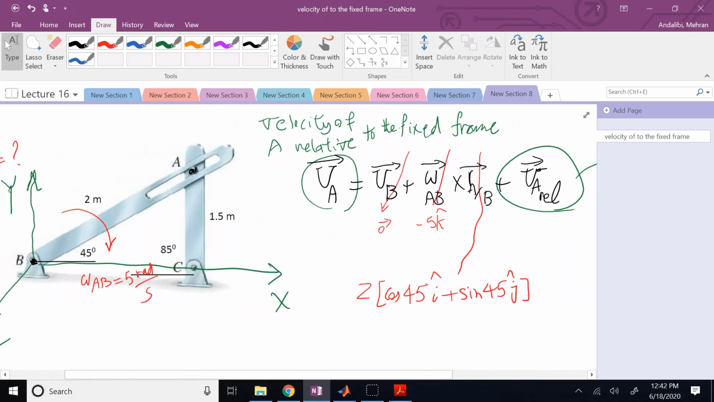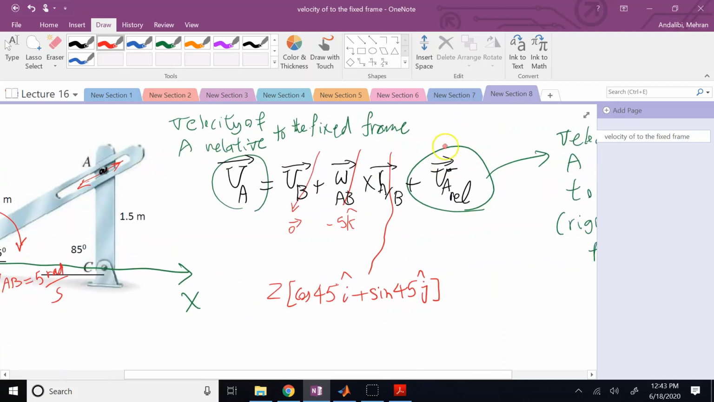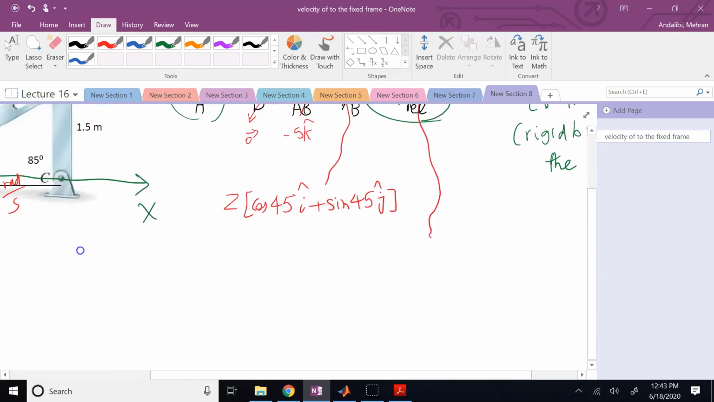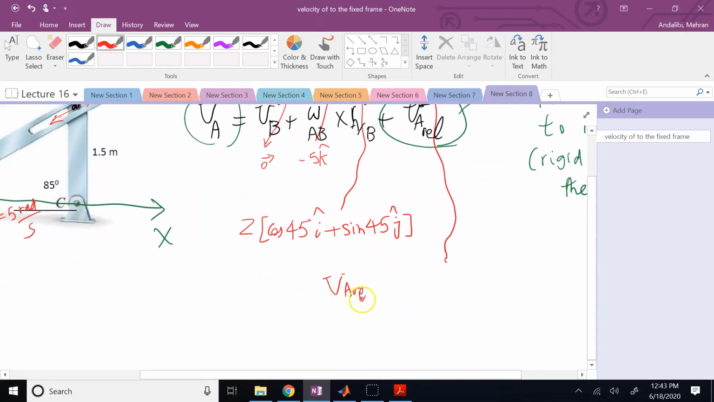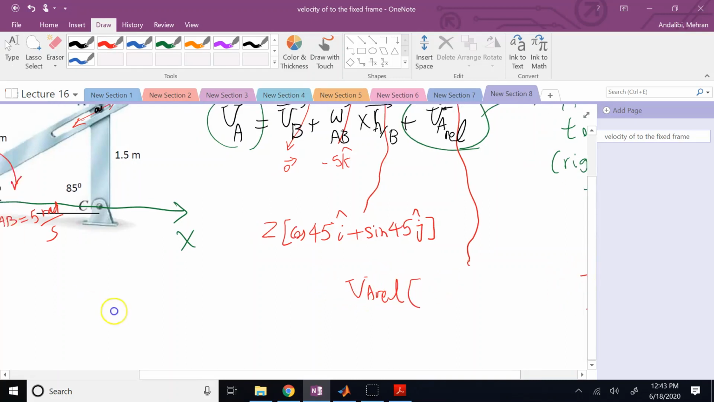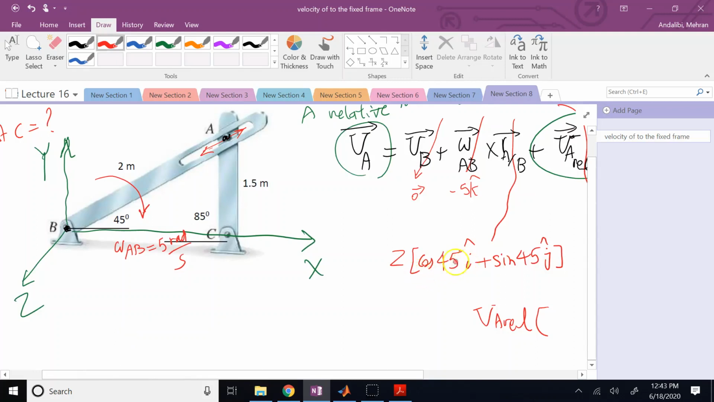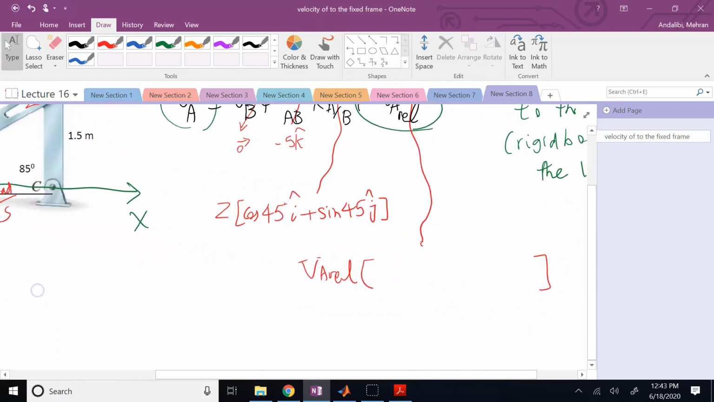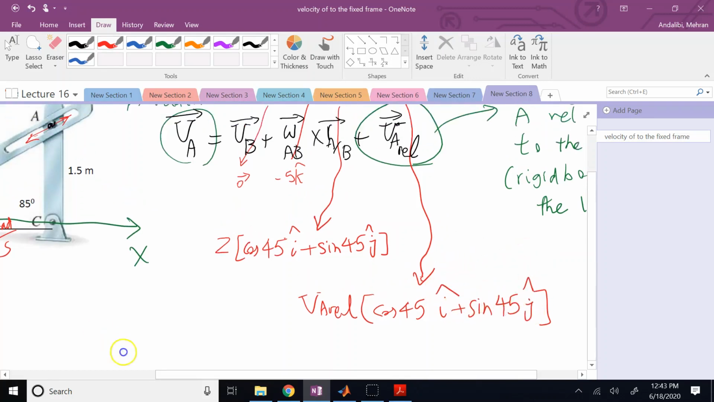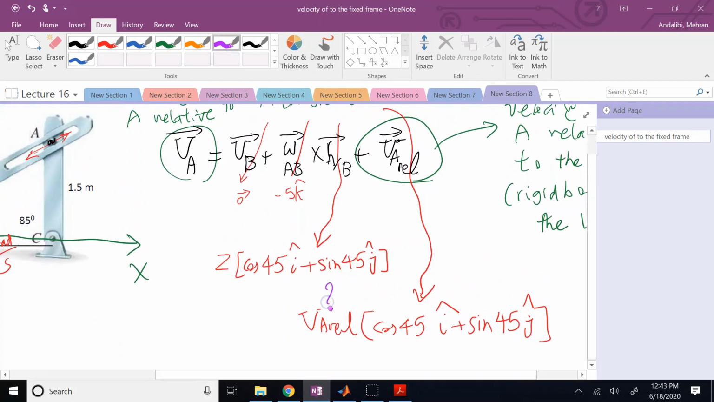VA relative, I don't know, but I know if A has to move inside the slide, the direction of that motion should be along the slide itself. With what speed, I don't know, but I know the direction of it. So I don't know its magnitude, but I can write it as its magnitude, which is unknown, times its unit vector. And the unit vector for this is the same as unit vector for AB, which is the same as this guy. So it is going to be cosine 45i plus sine 45j. Again, I don't know the magnitude, but it doesn't matter.